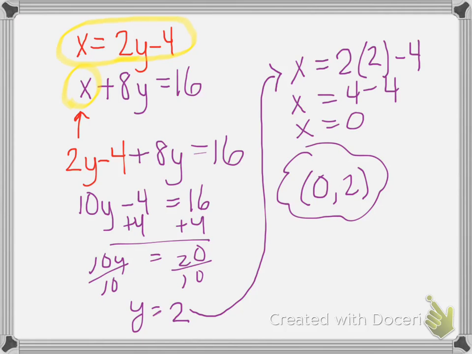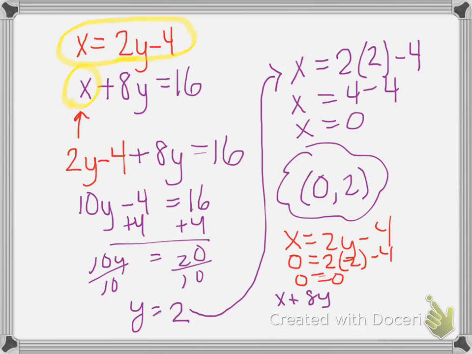And then again, if I'm not sure if it's right, I can plug them back into the original problem. So the original problem was x equals 2y minus 4. So I can put a 0 in for x and a 2 in for y. And I can see that that is 0 equals 0. I can go to my other equation, because remember it has to work for both. And I can take that equation and plug in the 0 and the 2 and see that that one also works. So then I know that that has to be the answer. It's a guarantee. So you don't have to wonder if you're right or wrong.